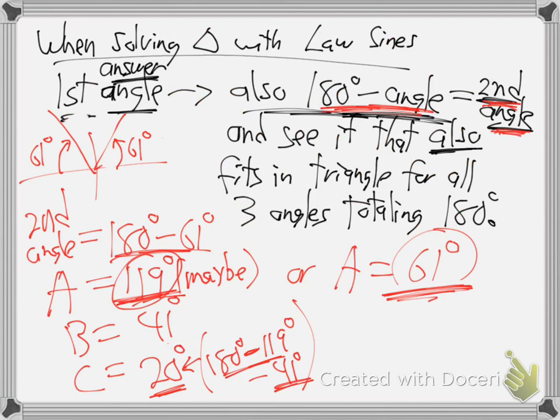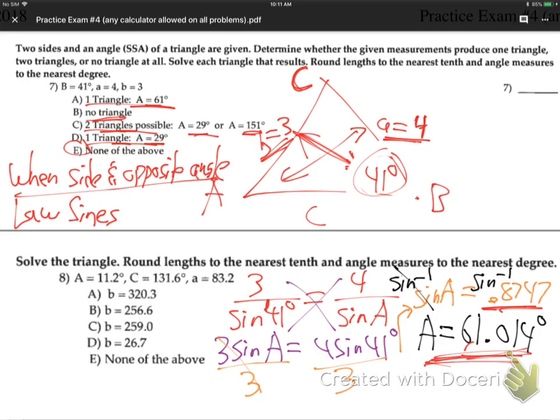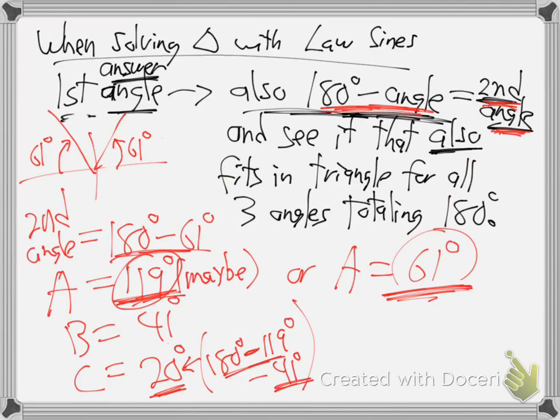So when you're doing law of sines and you get your first answer, 61 degrees here, you've got to also take 180 minus that and see if it fits in the triangle. That's the short story. So when you get 61, you go, okay, maybe, but I also have to take 180 minus that, and 180 minus that is 119. See if it fits in the triangle. What do I mean by fits in the triangle?